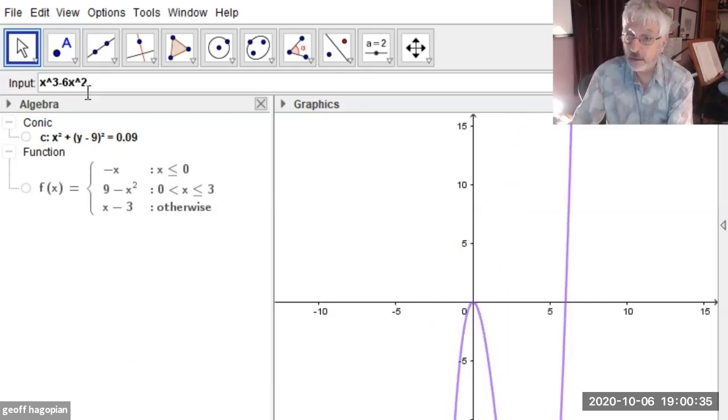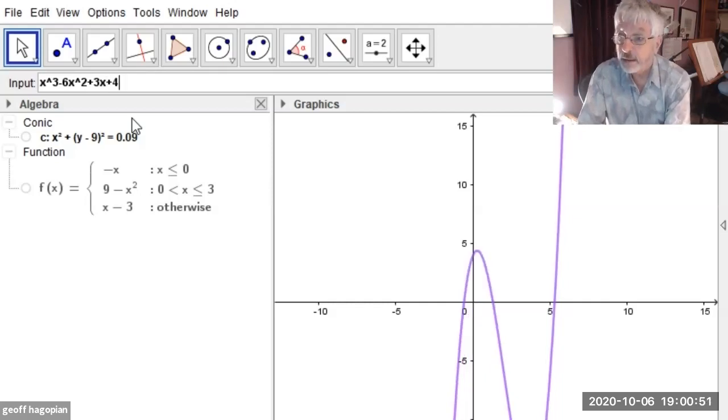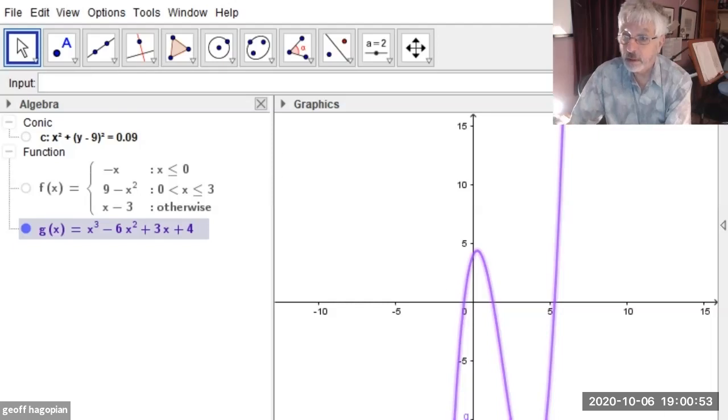Well, you see that suddenly we have a 0 here, right? Okay, but we're not done. We need to add 3x to that. So that kind of moves things around a little bit, and then plus 4 is going to shift the whole thing up 4 units, right? So we get this shape here.